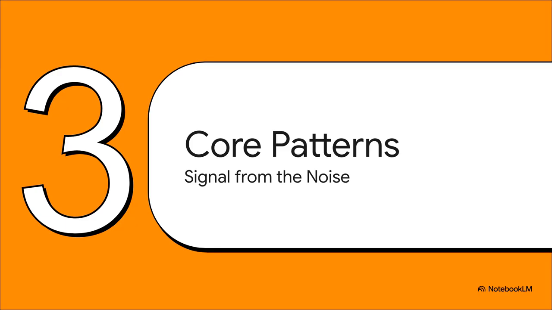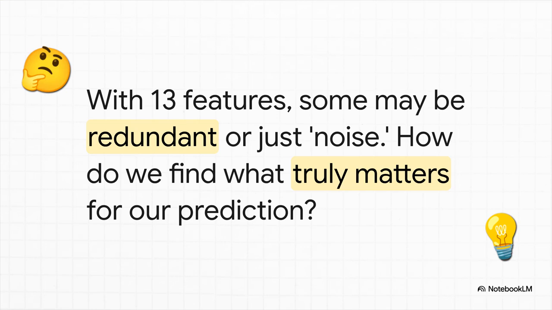With our data all prepped and ready to go, we move on to one of my favorite parts, one of the most elegant steps in machine learning: finding the core patterns. This is all about distilling that pure, essential signal from all the background noise. Think about it. We have 13 different chemical features, but are they all equally important? Probably not. Some might be redundant, basically telling us the same thing in different ways, while others could just be noise. So the real question is, how do we zero in on what truly matters for making our prediction?